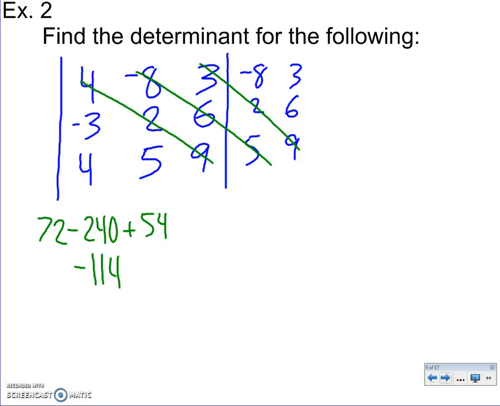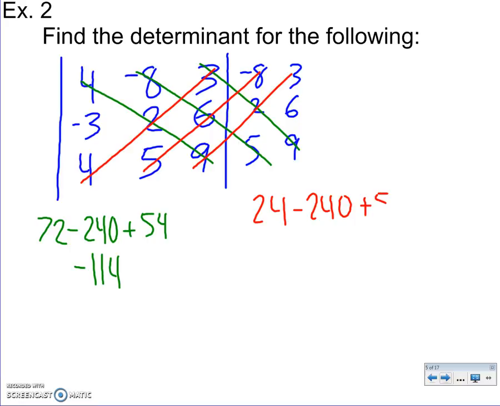Now I'm not done. That's the downwards diagonals. That's kind of like the A times D. Now we go the other way. I have to do these diagonals. So 2 times 4 times 3. That gives me 24. Again, this one, 5 times 6 times negative 8. That gives me negative 240. And this last one, 9 times 2 times 3, gives me positive 54. I add those numbers together. So 24 minus 240 plus 54.